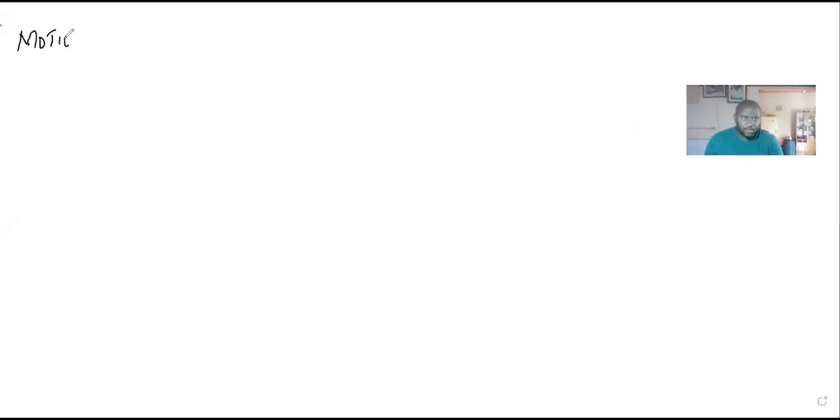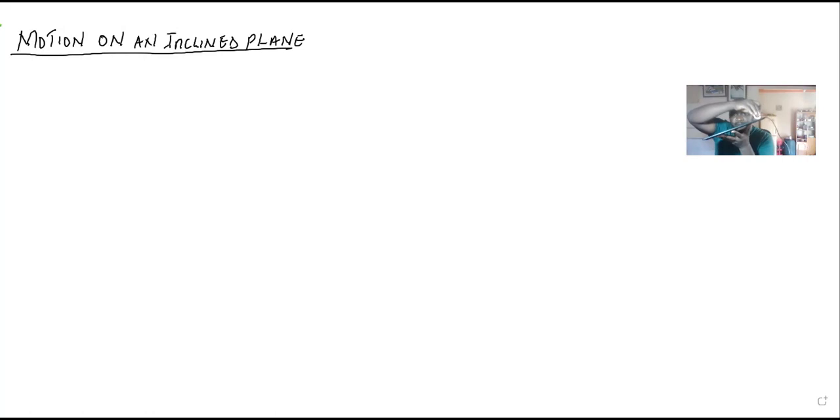Motion on an inclined plane. So, for motion on an inclined plane, if you take a look at an example, if you look at this board, and I place there this roller, when I release it, the roller slides down.